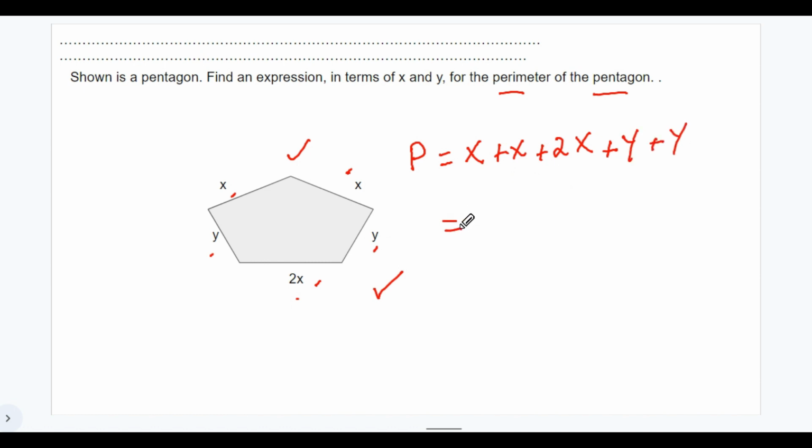Now what I need to do is simply add them. The x terms will give me how many x's? 1 plus 2 plus 1, 4x, right? And y plus y will give me 2y. So this is your answer.